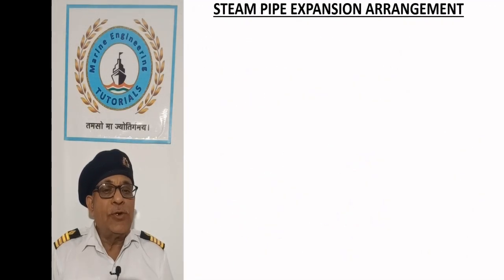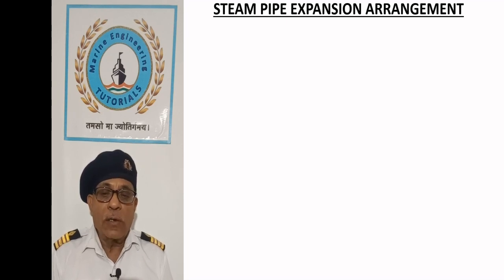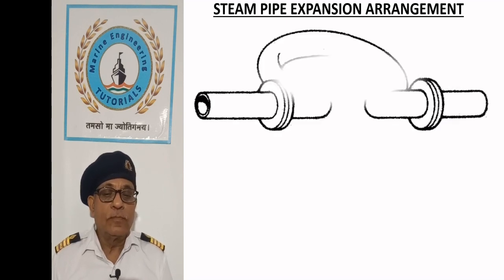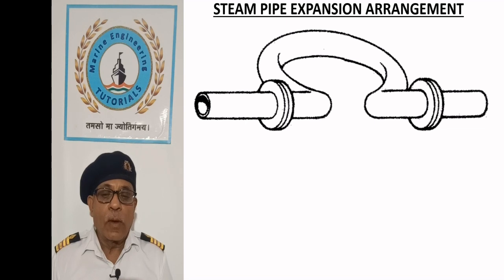Steam pipe expansion arrangement. Long steam pipes usually require some expansion and contraction allowance to prevent their distortion. Short pipe lengths with bends in the engine room do not require any additional arrangement. For long steam pipes, a loop arrangement as shown in the figure is provided at specified lengths, approximately every 200 meters, to provide such allowance.